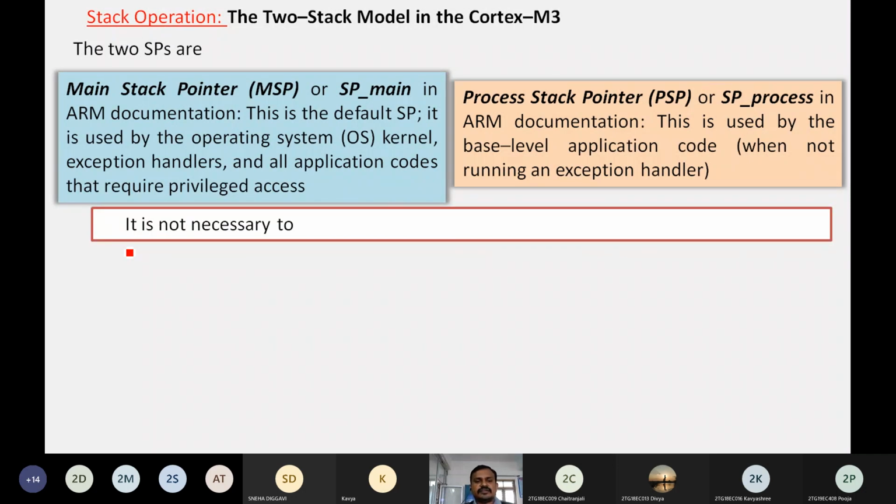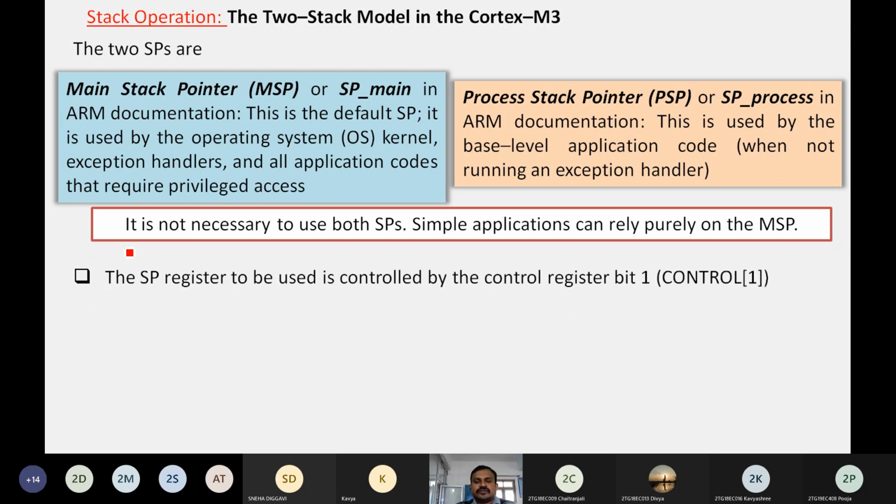It is not necessary to use both SPs. Simple applications can rely purely on the main stack pointer, which is the default. So it is not a condition that in our program we need to use both. Based on the requirement, we need to use the respective stack. It may be the main stack or it may be the process stack.